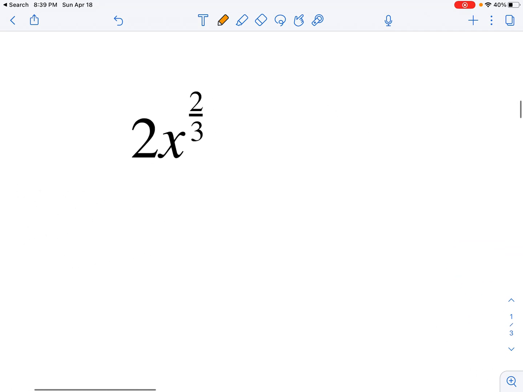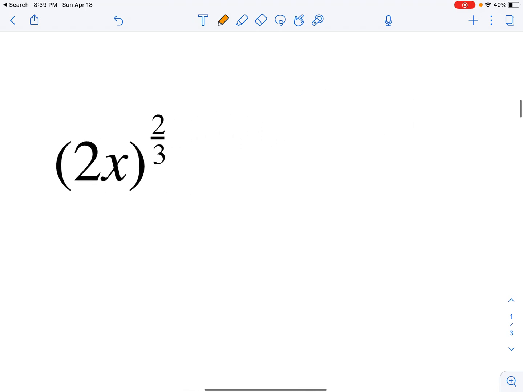For the next one, 2 would be out front. Inside my radical symbol, there is an x, and then I will put the 3 as my index and 2 as my exponent. Again, that 2 is not being touched by the 2/3. That's why I didn't put it under the radical.